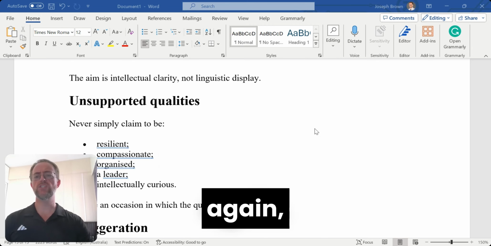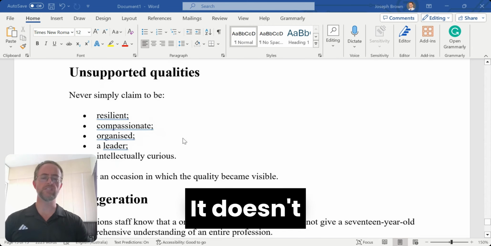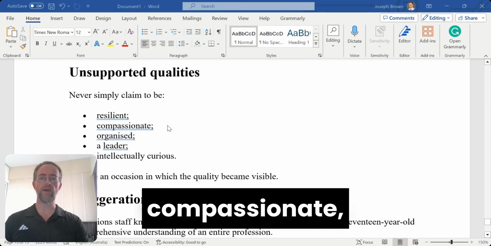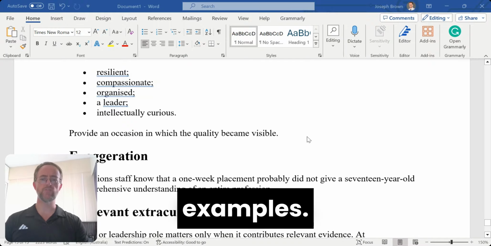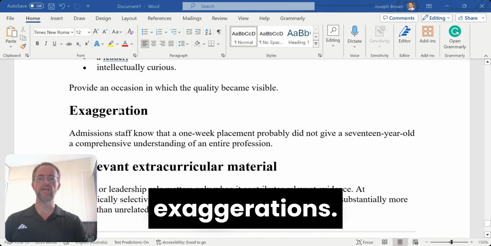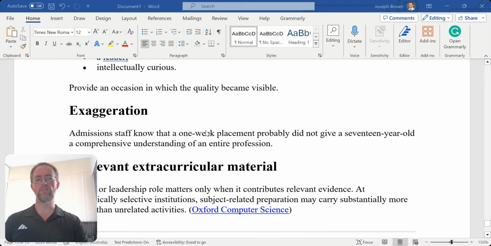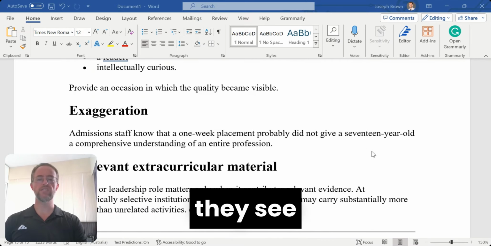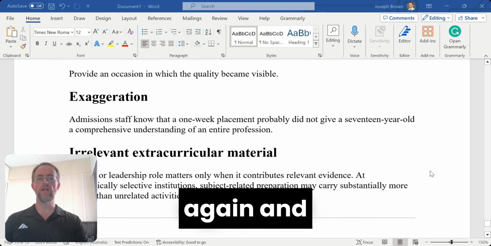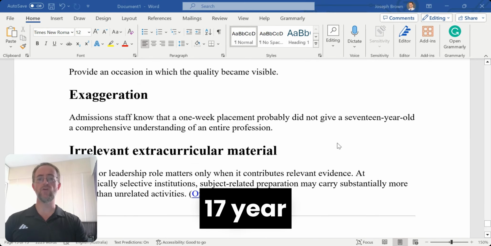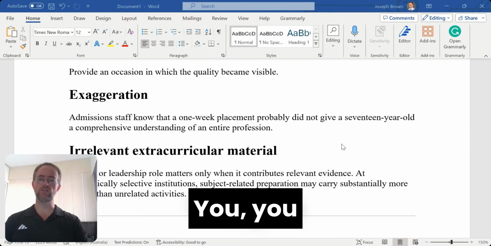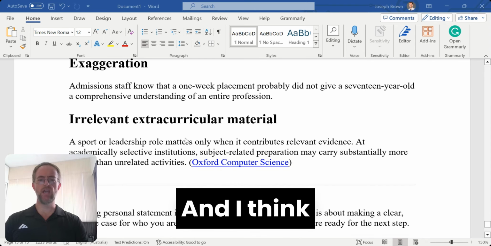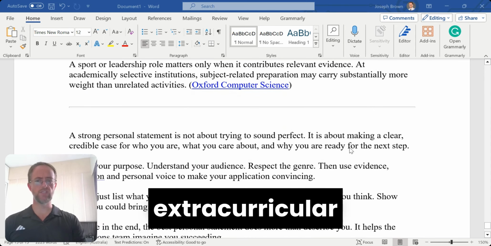Unsupported qualities, again, just saying you're resilient, it doesn't tell me anything. You need to show me compassionate, organized, a leader. You've got to give us the examples. That's how we've got. Exaggerations, administration staff, they see these over and over and over again, and they know that you're a 17-year-old or 18-year-old. You want to sound realistic. You don't want to go way over the top. And I think we've already mentioned the extracurricular stuff.